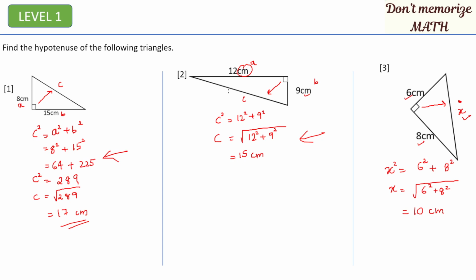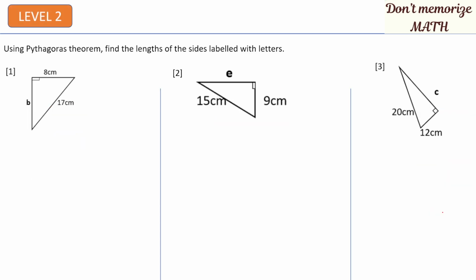I hope this level 1 question is clear for you. Level 1 question will be like directly finding the hypotenuse. Then let's move to the level 2 question. Using Pythagoras theorem, find the lengths of the sides labeled with letters. You can see some letter is given here, so we need to find the length of this side.